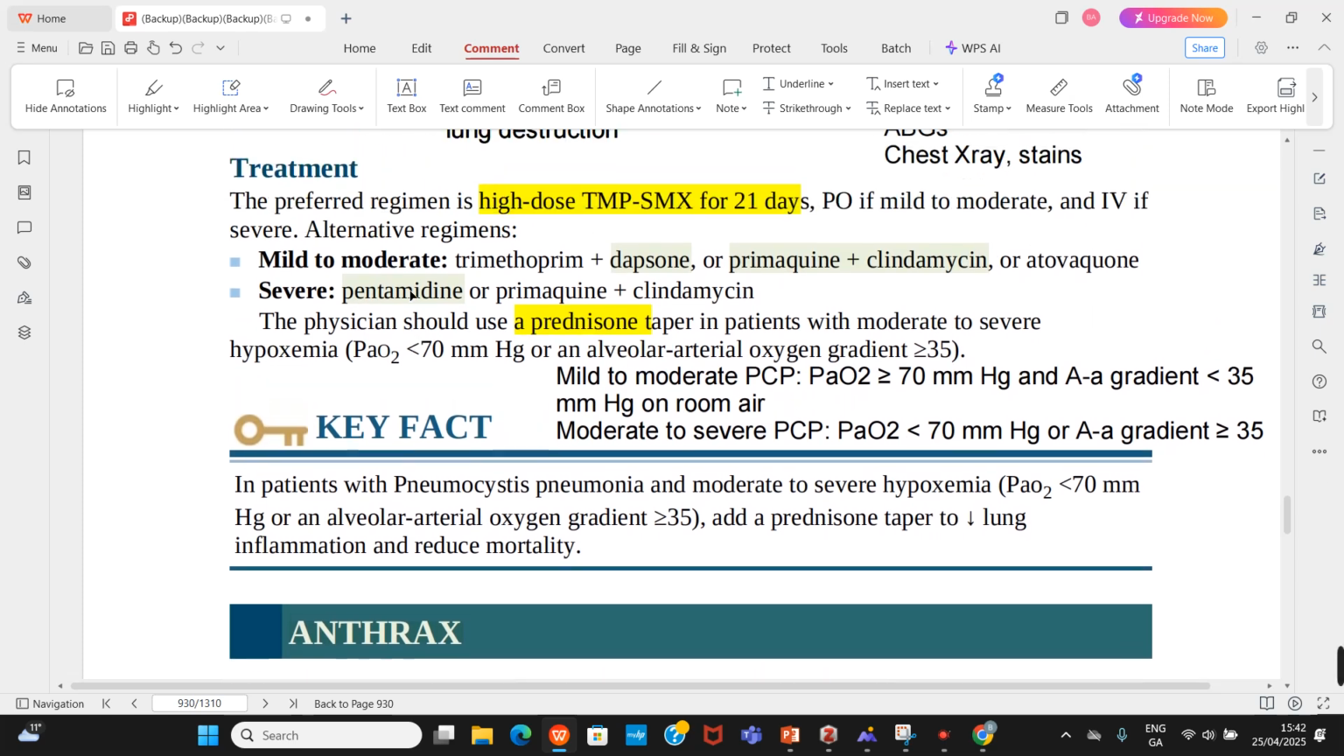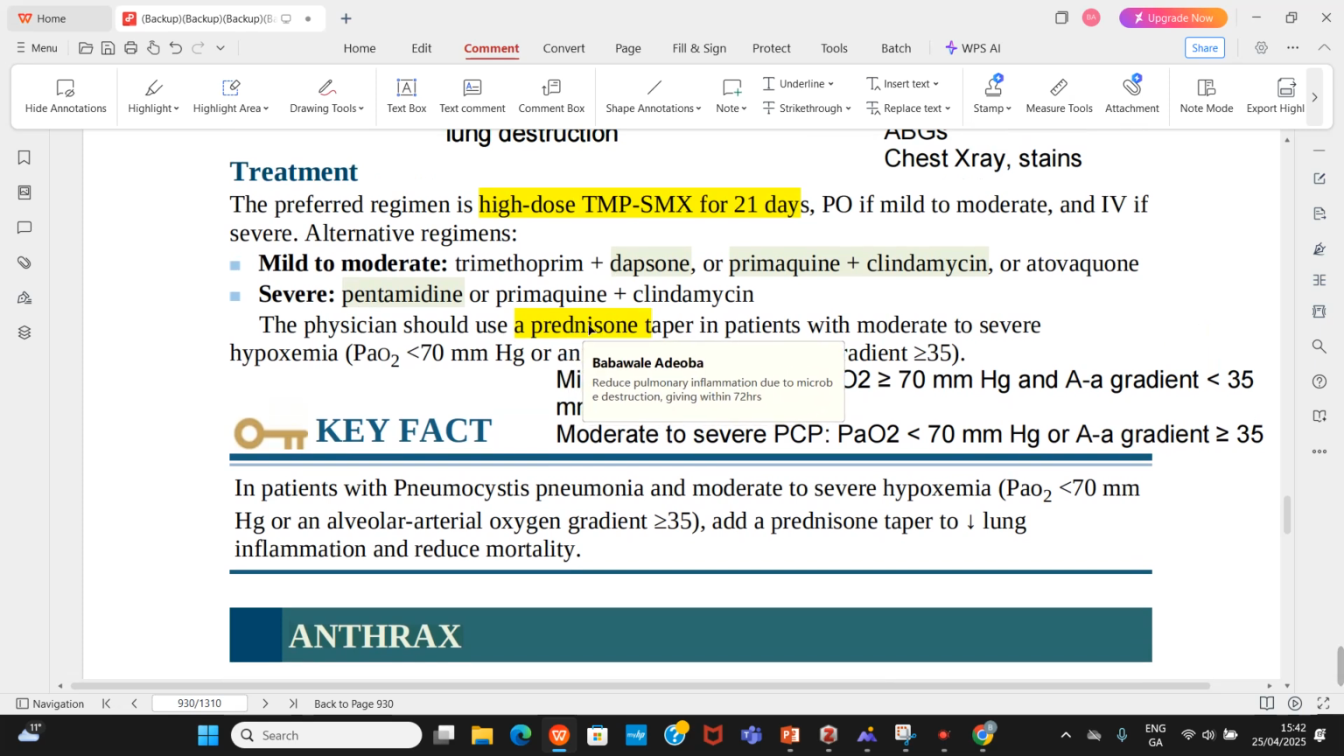Now, there's another combination that you need to look out for, and that is to evaluate if you are going to be needing a prednisolone taper. If you are going to be giving steroid and taper it down later. And what are those things that would give you a hint that you are going to need to add steroid?